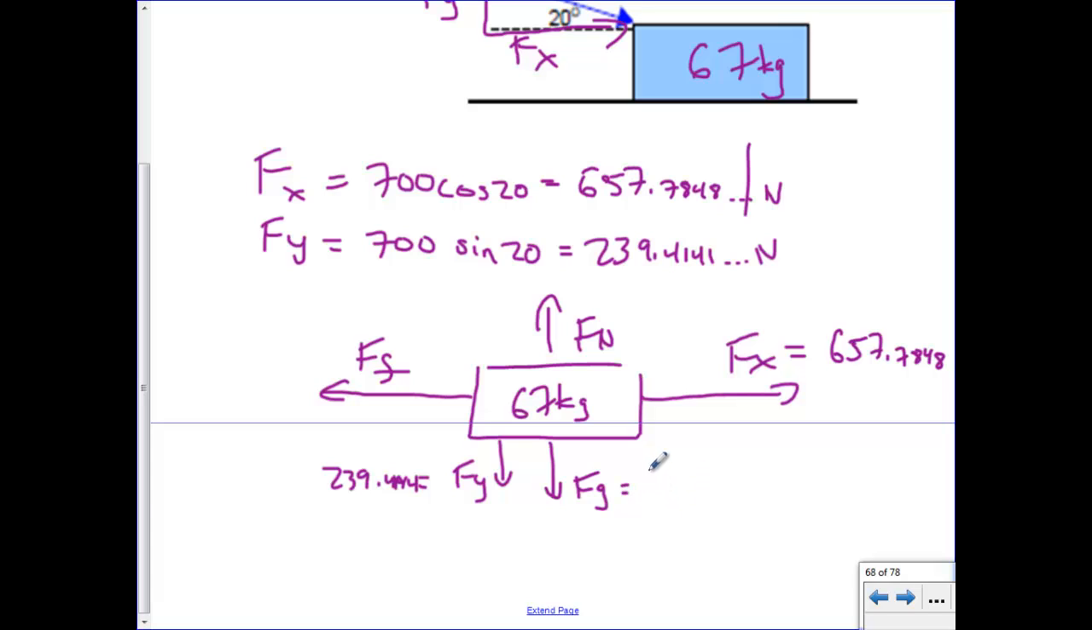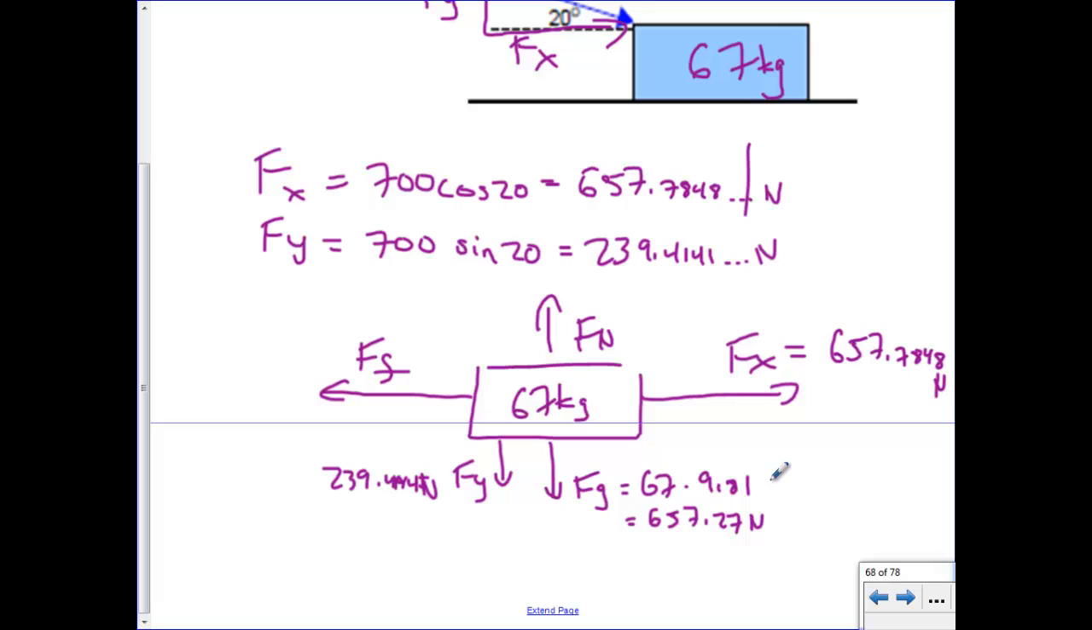So how do I find Fg then? 67 times 9.81. 657.27? Should probably put newtons after all these guys here. Okay.